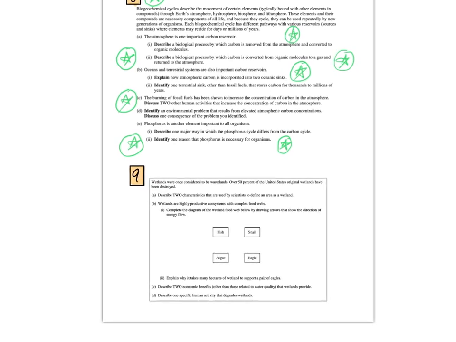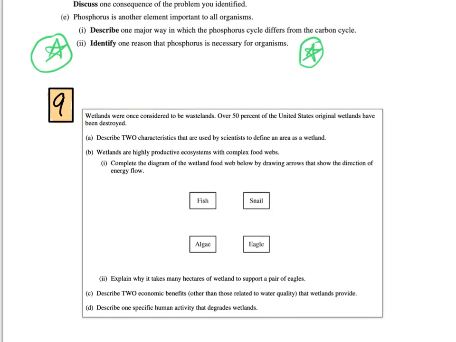The wetlands is pretty easy. Taking a look at it, what are two characteristics that define an area as a wetland? You can look that up. It's really easy. Some of it's logical stuff, but make sure you look it up so you're not guessing, but you're sure. Complete the diagram of a wetland food web by drawing arrows to show the direction of energy flow. Some of these things you could probably guess at, but you want to make sure that you have it right.